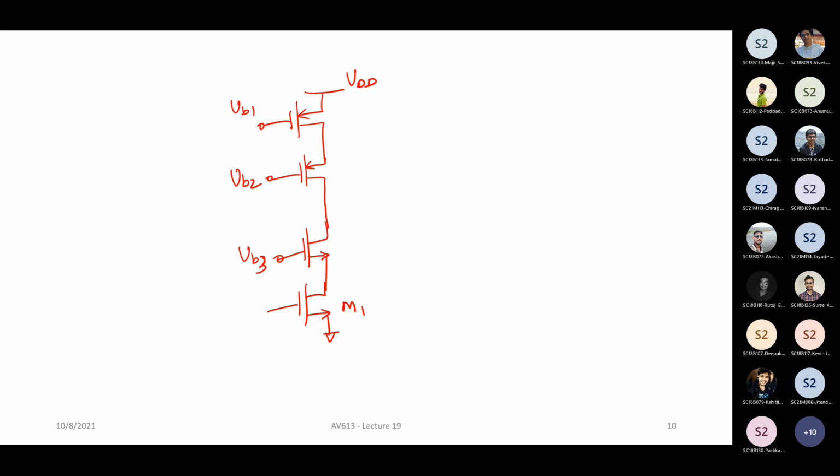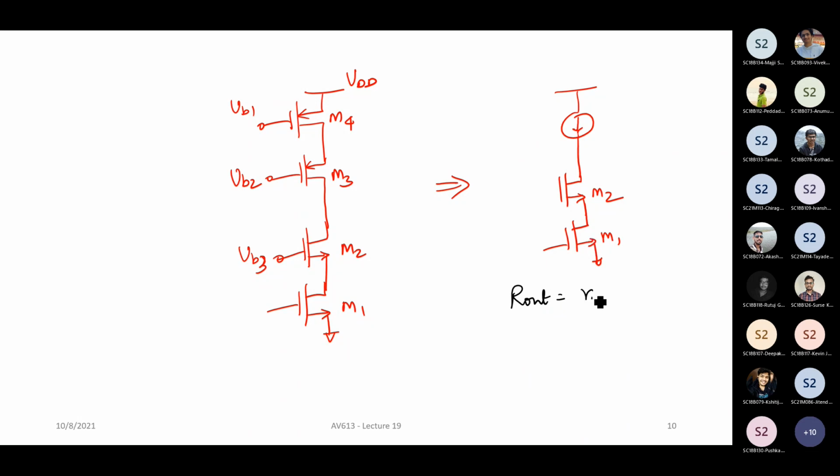We know how to generate biases for all of them. We have already learned about current mirrors. Let us say this is M1, M2, M3, and M4. This is nothing but basically you have a current source and you have a cascoding transistor like this. Now for this particular circuit, how can you write the Rout expression? If you assume an ideal current source, Rout basically becomes ro1 plus ro2 plus gm2 ro2 times ro1.